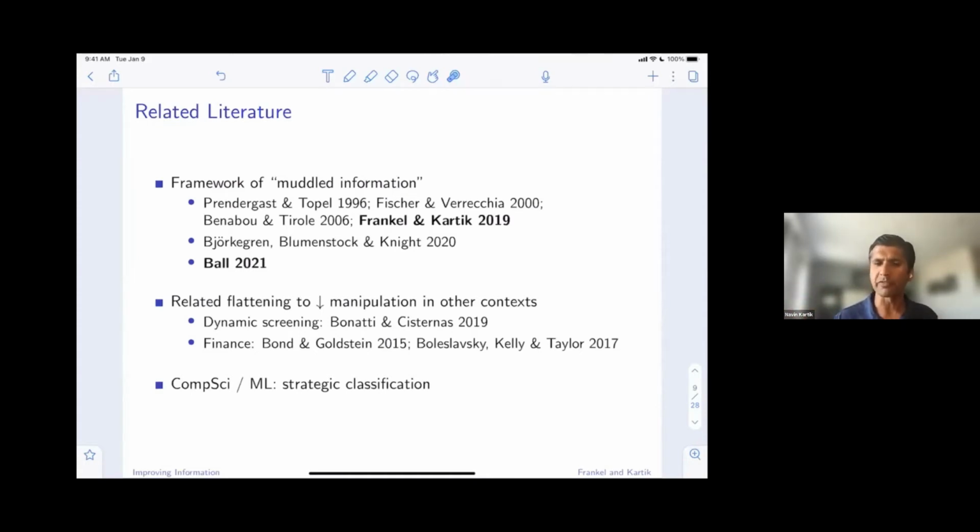What we think is sort of novel here is the particular context in which this arises. And lastly, there's sort of this literature in computer science and machine learning that's referred to as strategic classification, which is the idea of using classification rules, typically in binary decision problems, accounting for the strategic behavior of agents. And so in a broad sense, we're also related to this literature, although the particular model and focus is somewhat different.